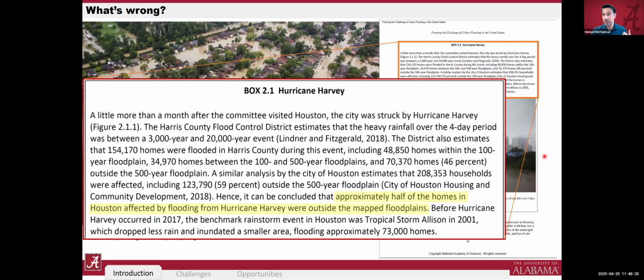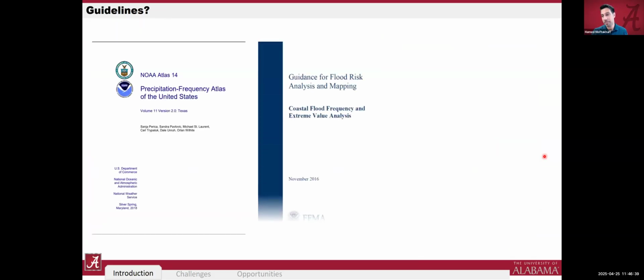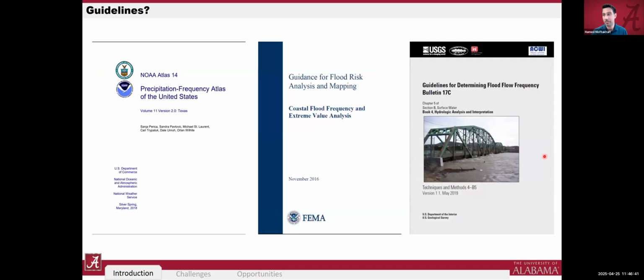Do we really comprehensively consider the dynamics of compound flooding at the coast, and do we systematically consider it in our risk assessment, planning, and resilience planning? These are three examples of the typical guidelines and manuals referred to for frequency analysis of floods: NOAA Atlas 14 for precipitation, FEMA documents for coastal, and USGS documents for river flow frequency analysis.